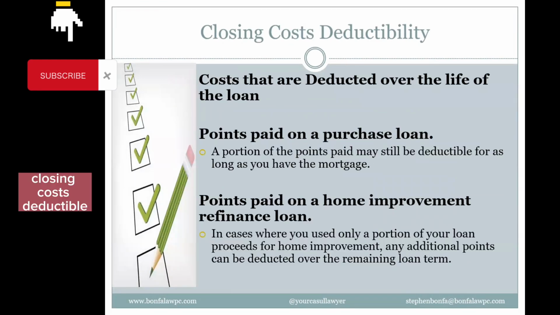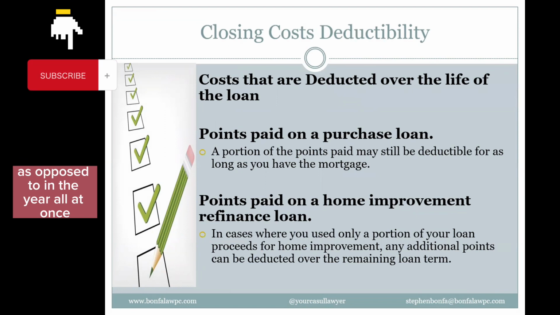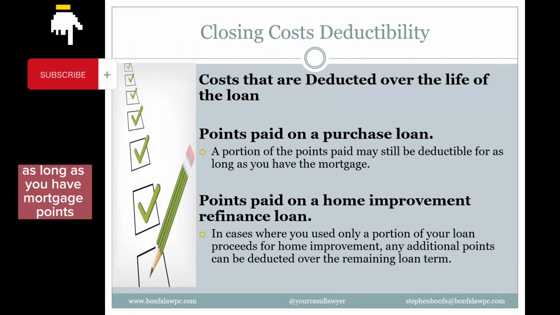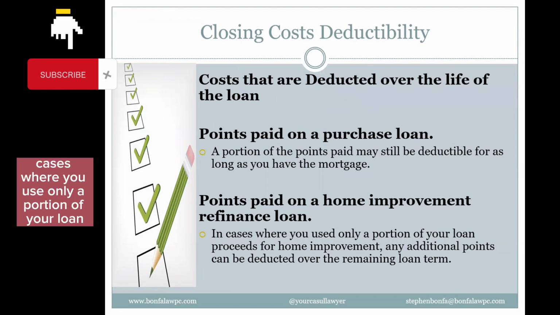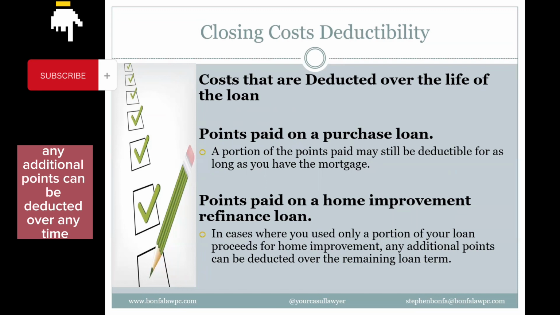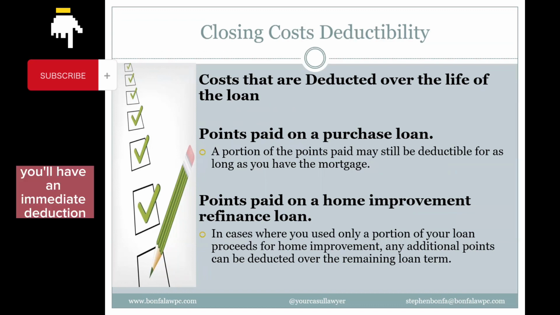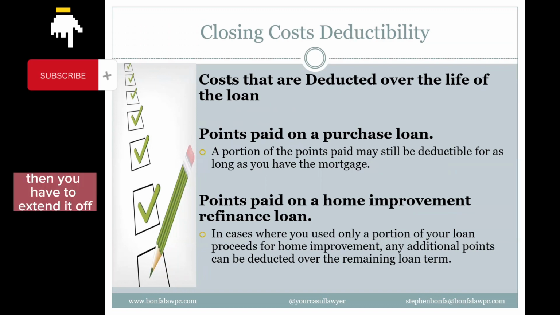Closing costs deductible. Some costs are deducted over the life of the loan as opposed to in the year all at once, which is points paid on the purchase. A portion of the points may still be deductible as long as you have the mortgage. Points on home improvement refinance loans, in cases where you used only a portion of your loan proceeds for home improvement, any additional points can be deducted over the term. So if it falls into the home improvement refinance, you'll have an immediate deduction. If you use part of that loan for something else, then you have to extend it over the life of the loan.